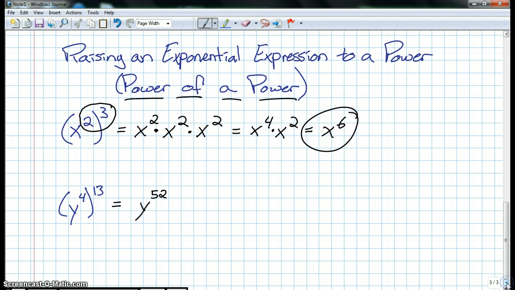All right, we're going to look at one final example today that's a little bit more challenging, but I think it's one that you're up for. We have 3x squared times the quantity of 4x to the 3rd, close parentheses, all squared.